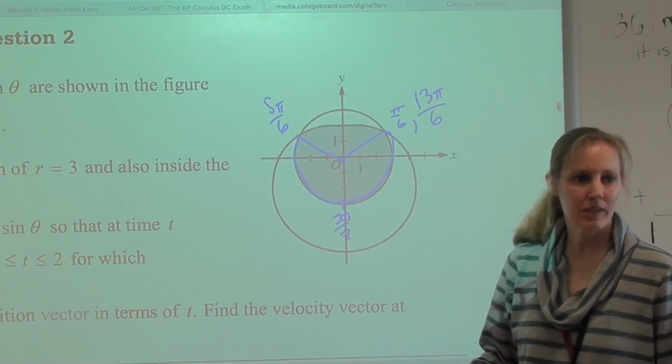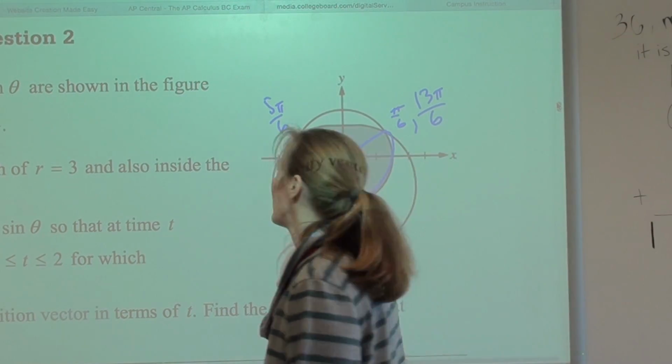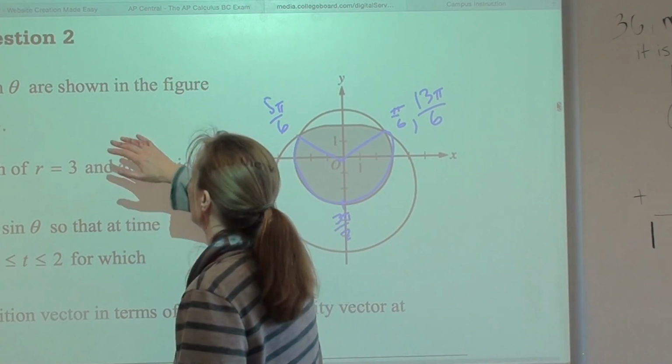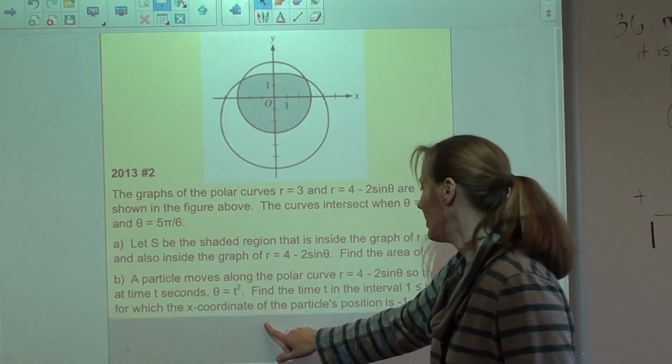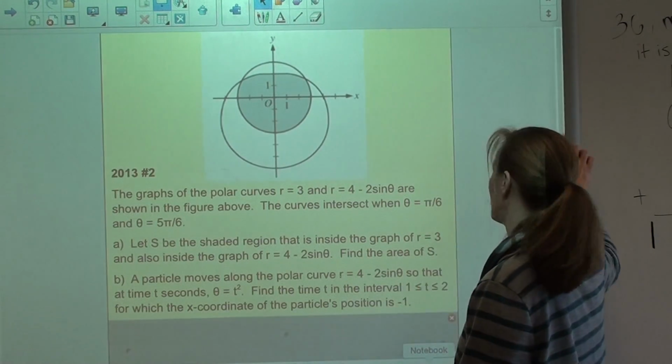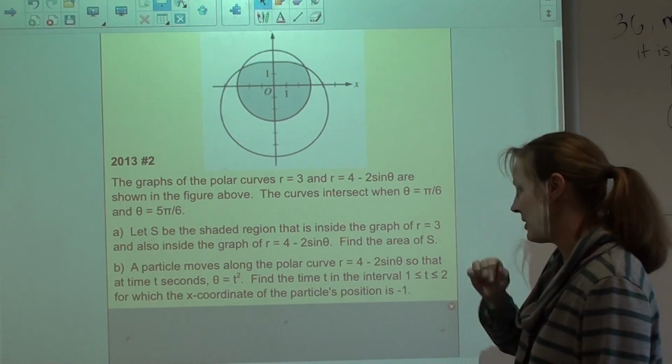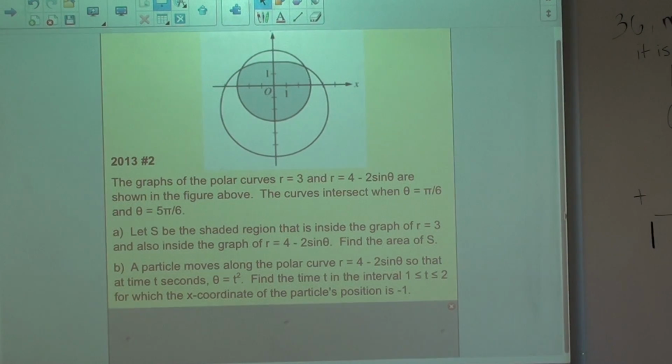Good, other questions? Okay, so that's just old stuff. Let's move into new stuff. Now we're getting into the real meat. A particle moves along the polar curve r equals 4 minus 2 sine theta, so that at time t seconds theta is t squared. Find the time t in the interval from 1 to 2 for which the x-coordinate of the particle's position is -1.